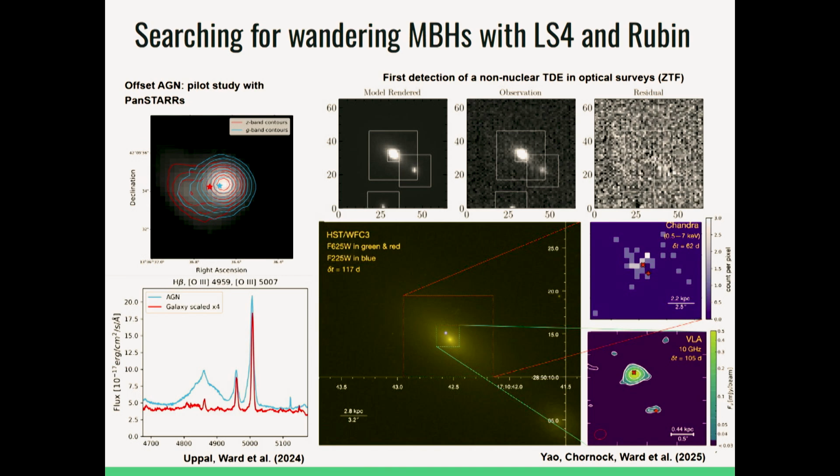We were able to confirm this offset with Scarlet, and then motivate higher resolution HST follow-up, as well as Chandra and VLA, to show that this was a tidal disruption event from a 10 to the 6 solar mass black hole wandering on the outskirts of a galaxy that hosted another 10 to the 8 solar mass black hole. And we're hoping to find many more of these in Rubin.